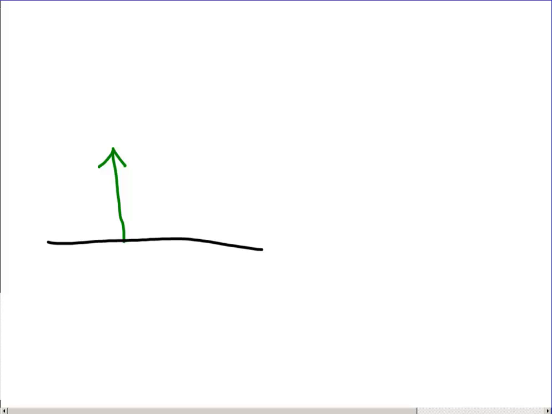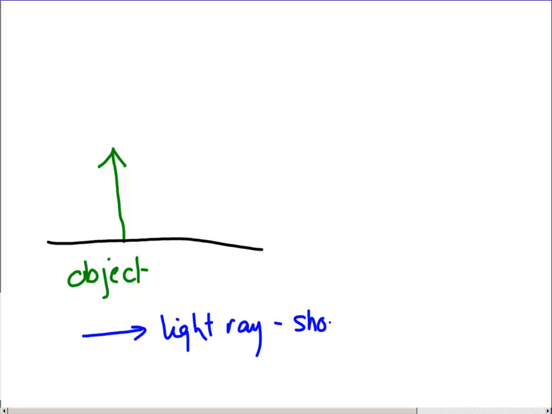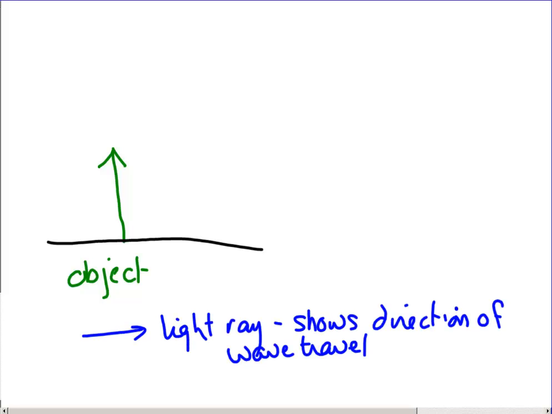So this is my object, and we're going to show not light waves, but the direction in which the light waves are traveling, and we're going to represent those using light rays. So an arrow is going to be a light ray, and it shows the direction of travel. Aaron, do you remember how the wave fronts are going to be oriented relative to the direction of travel? Perfect. The wave front is perpendicular to the direction of wave travel.